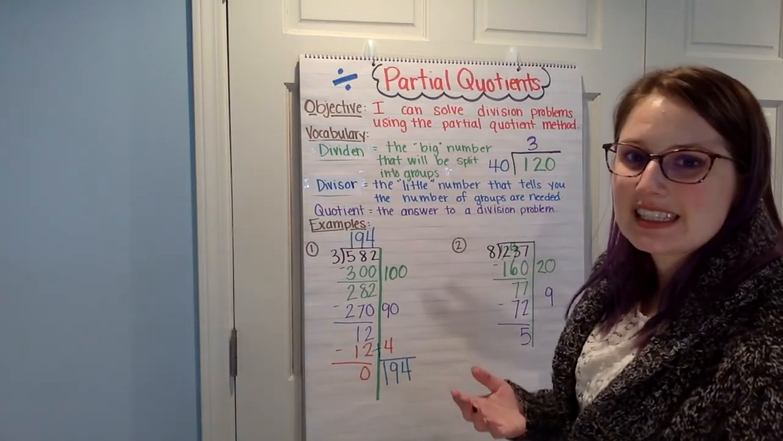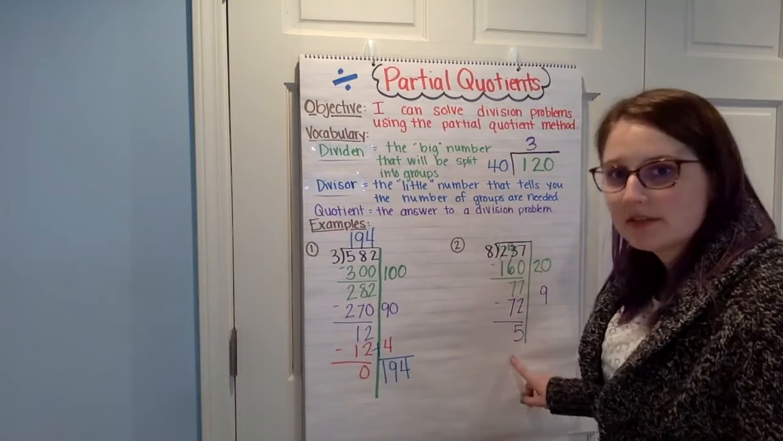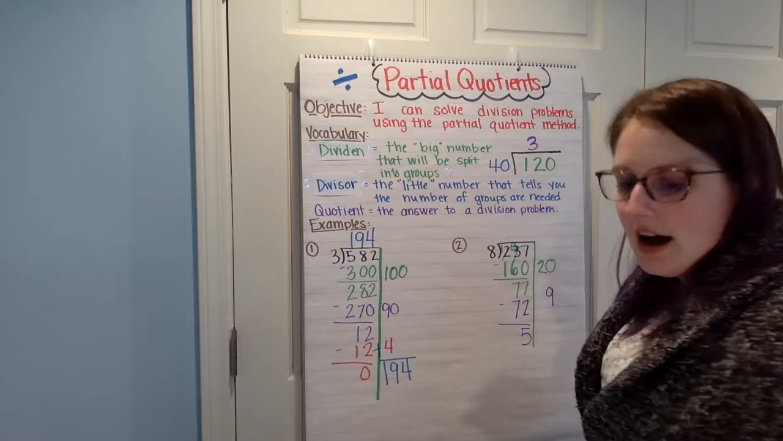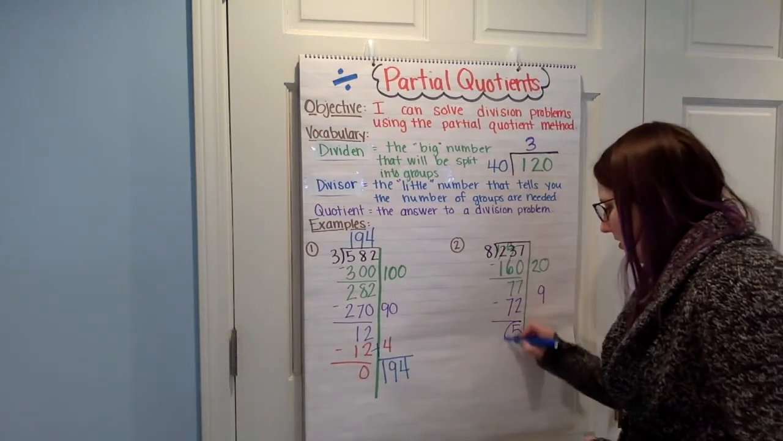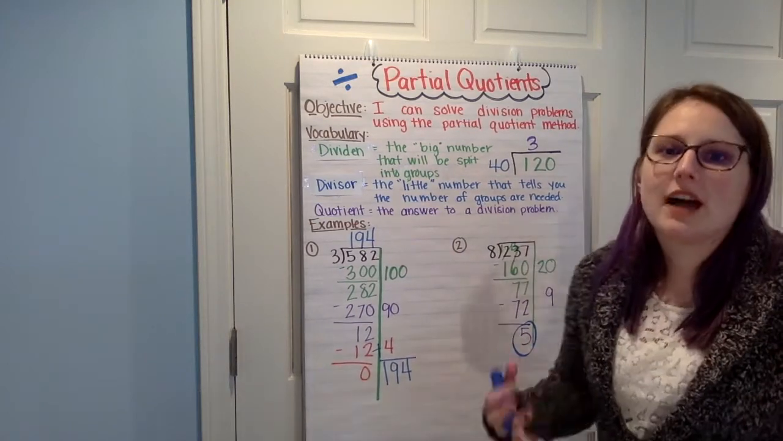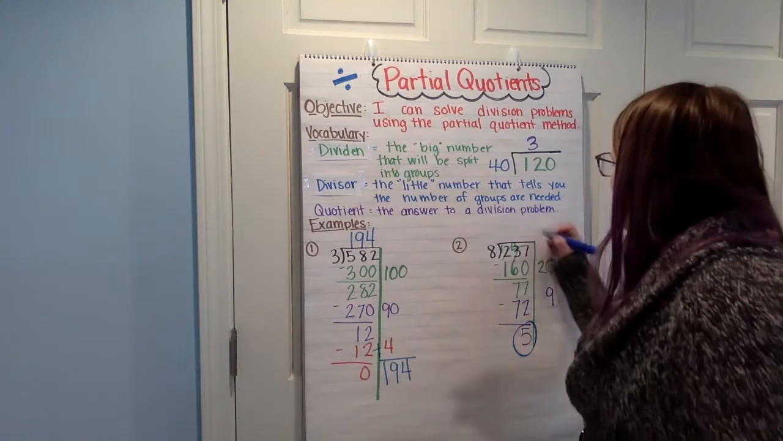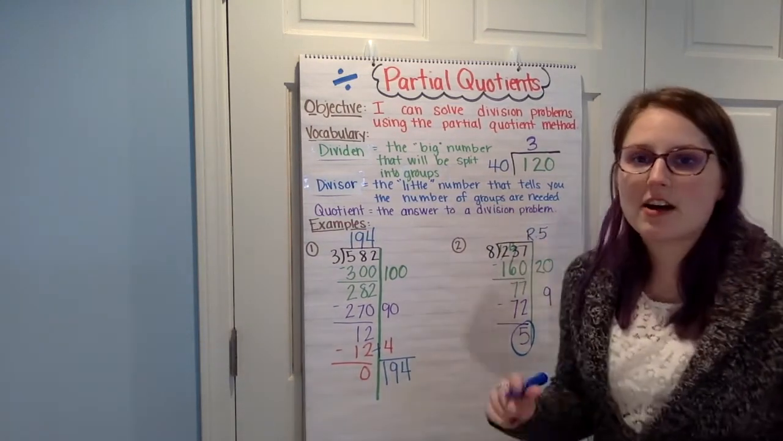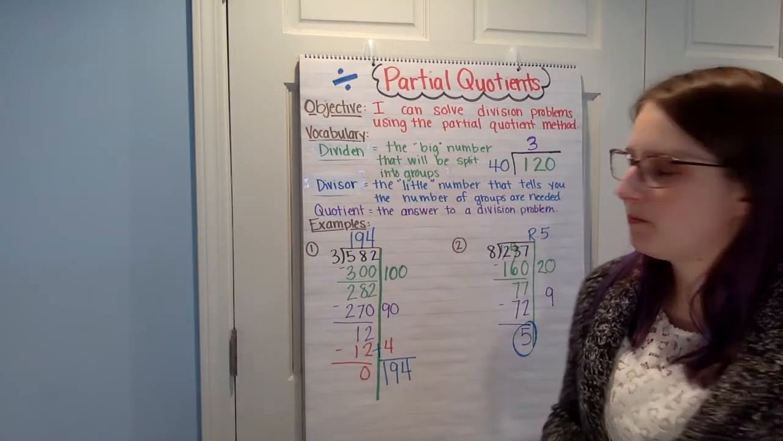Now I'm going to have to stop here because 8 cannot go into 5. It doesn't work, right? So this 5 is going to become what's called my remainder. Remember, a remainder is what's left. It can't get split into any more groups. So I'm going to automatically write R for remainder and put the 5 there so I do not forget to put it in my quotient spot.